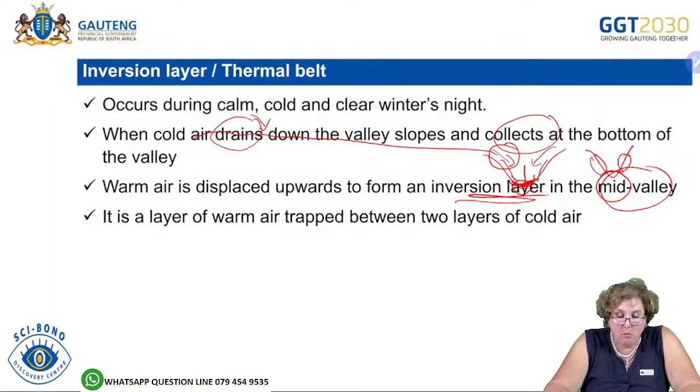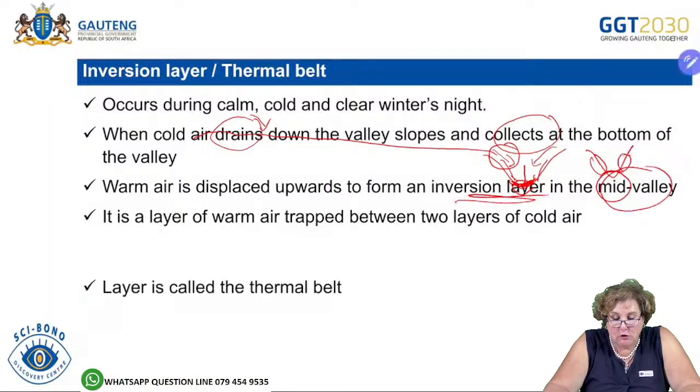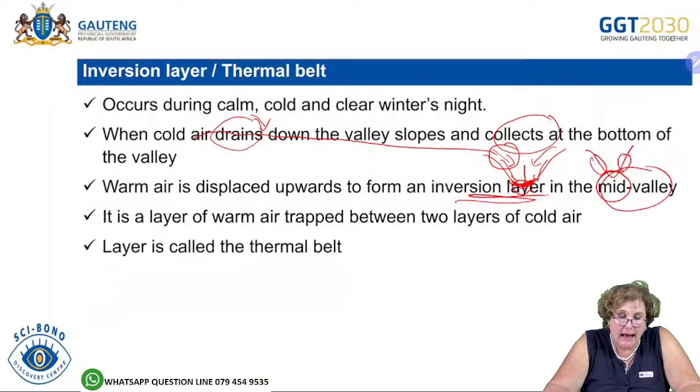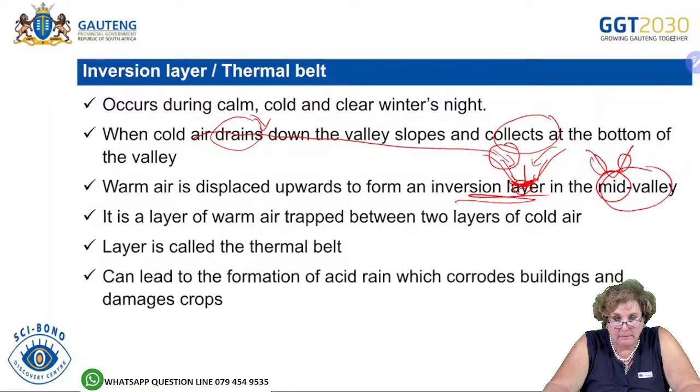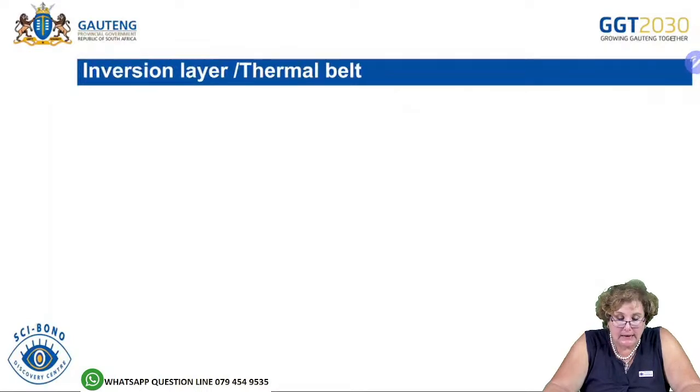It's a layer of warm air trapped between 2 layers of cold air, and that layer is called the thermal belt or the inversion layer. It can lead to the formation of acid rain, which can corrode buildings and damage crops.